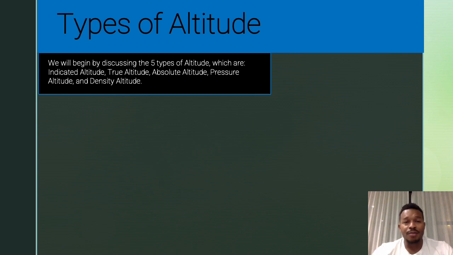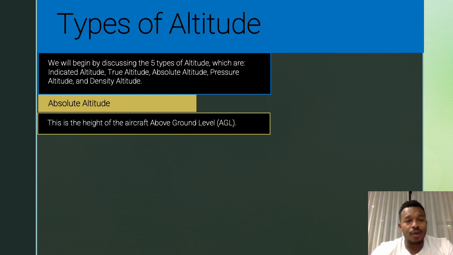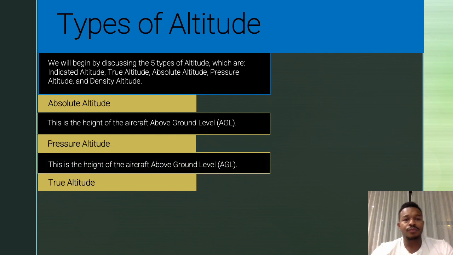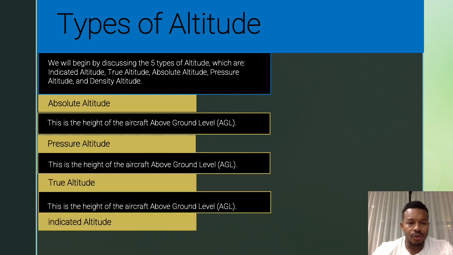So there's different types of altitude. At this phase as a commercial pilot, you should be pretty familiar with the different types of altitude. So absolute altitude above the ground, pressure altitude, and true altitude.